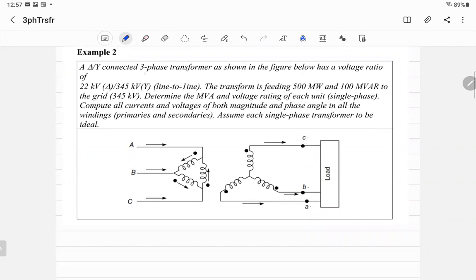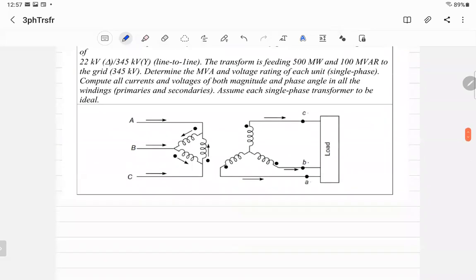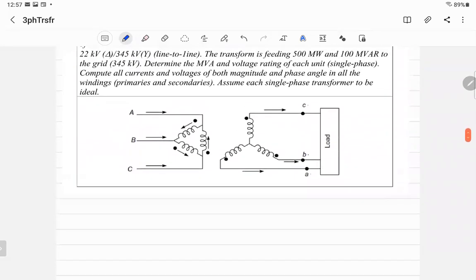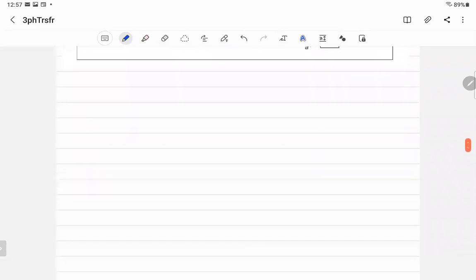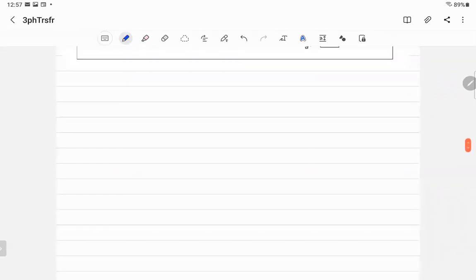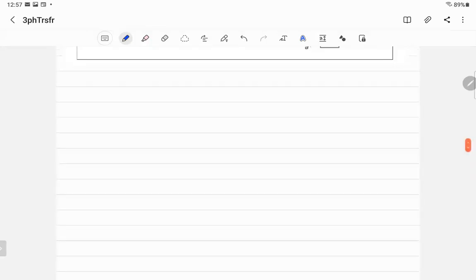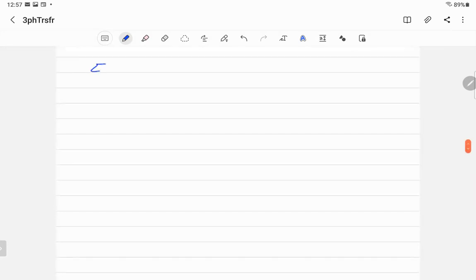A delta-Y connected three-phase transformer. Okay, delta-Y. Well, I'm interested in doing Y-delta. I want to show you Y-delta first. So let me give you another example, and then delta-Y is for you to find. I'll give you a different example and leave that as an exercise, because I just explained how to find A for Y-delta. So I'm going to use the same information, not to distract you with another thing. So the problem is like that.